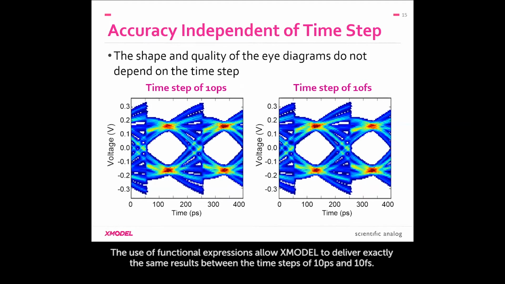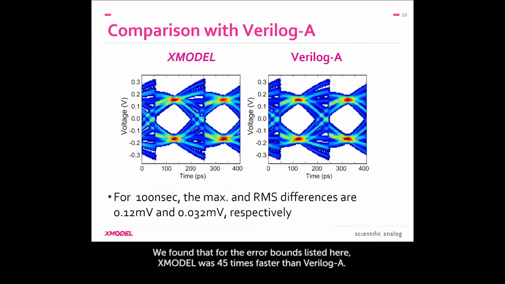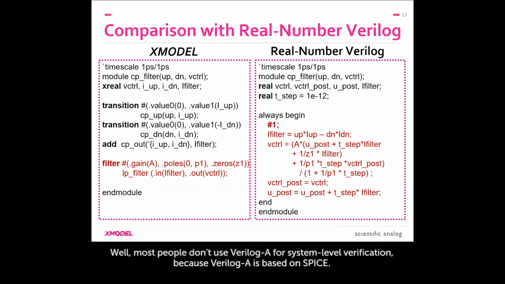The use of functional expression allows XModel to deliver exactly the same results between the time steps of 10 picoseconds and 10 femtoseconds. For this example, we wrote the equivalent model in Verilog-A and compared the results. We found that for the error bound listed here, XModel was 45 times faster than Verilog-A. Well, most people don't use Verilog-A for system level verification because Verilog-A is based on SPICE. Most actually prefer a SystemVerilog based solution.